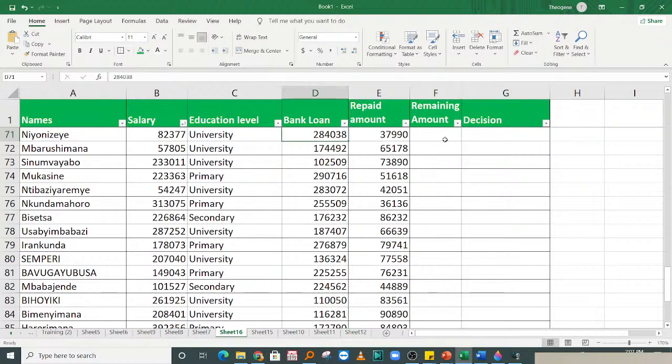Let's say, for example, we have the remaining amount. This is data management we are starting. Remaining amount, for example, if this is the loan, bank loan, okay?